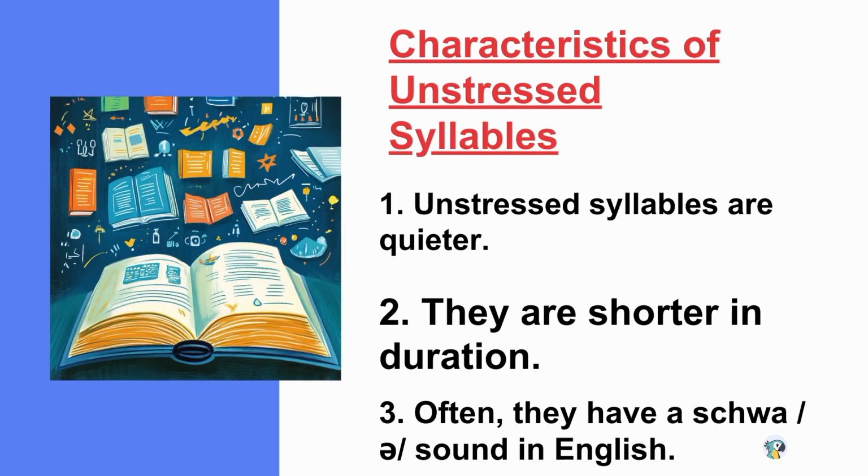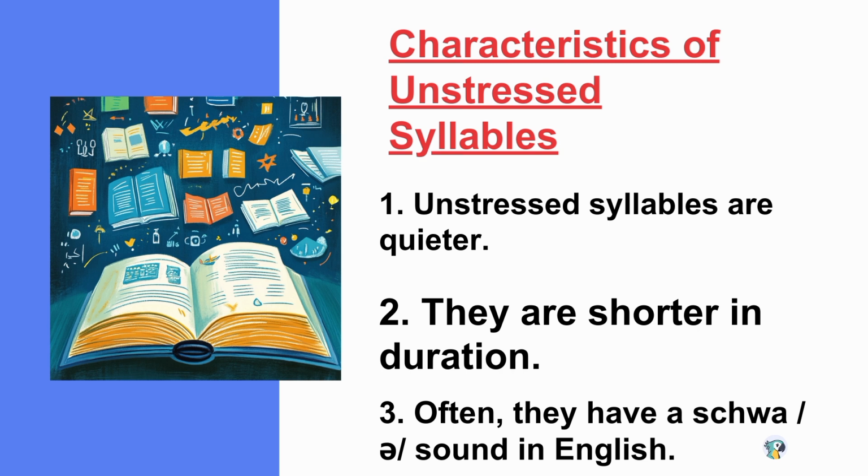Now, let us look at the characteristics of unstressed syllables. Unstressed syllables are those syllables that are not usually stressed. Remember, we said that unstressed syllables are usually in a given word, and there are also some parts of a sentence that are not usually stressed. The ones that are stressed are called content words, while the ones that are unstressed are called function words. That is for sentence stress.